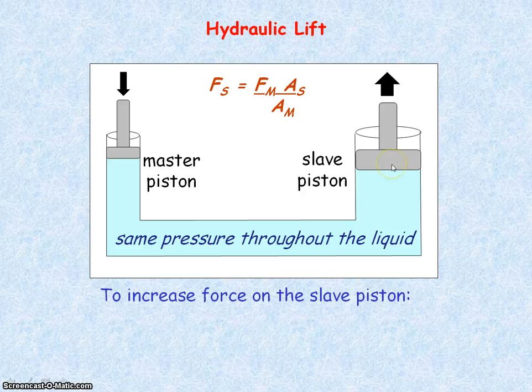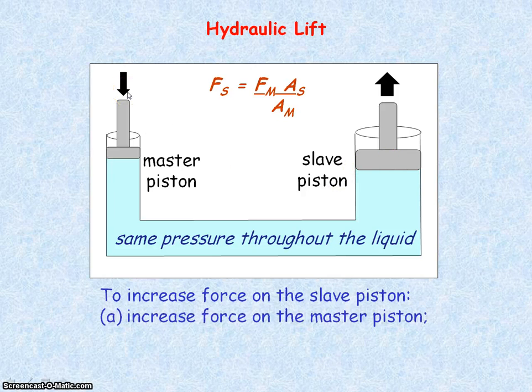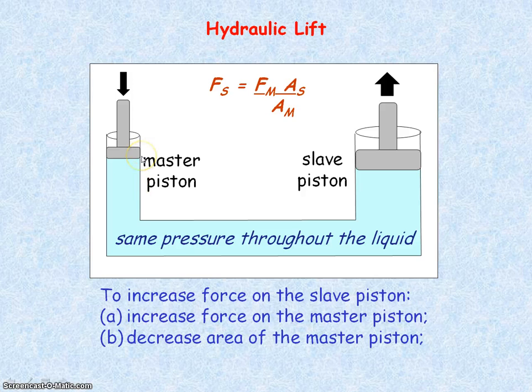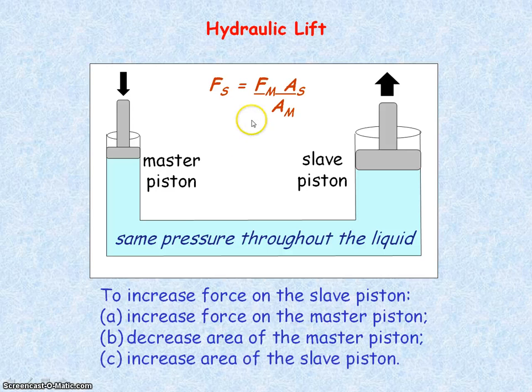So to increase the force on the slave piston, you can either increase the force on the master piston or decrease the area of the master piston, because both of these will increase the pressure at the slave piston. And you can also increase the area of the slave piston.